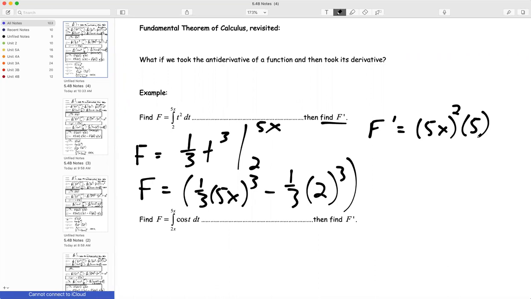Notice, again, fundamental theorem, shortcut works. I take the 5x and I plug it in. I get (5x) squared. I multiply by the derivative of 5x, which is 5. Okay, so this is the same thing. It's just different notation. Okay, so go ahead and work out this problem for me.